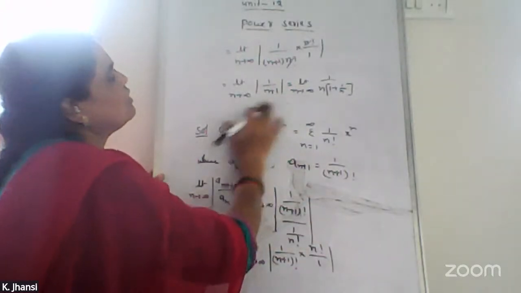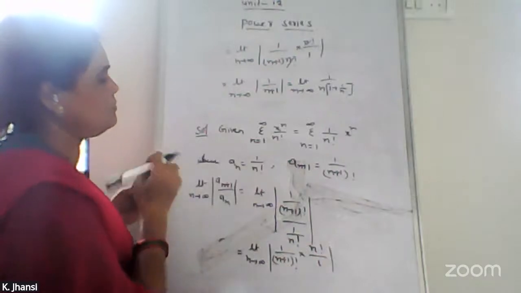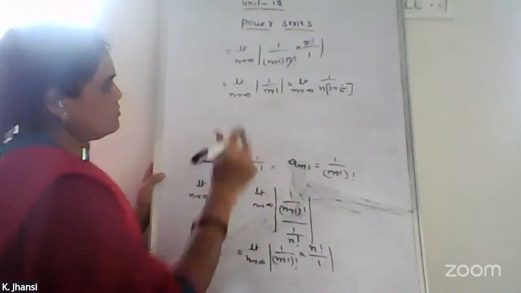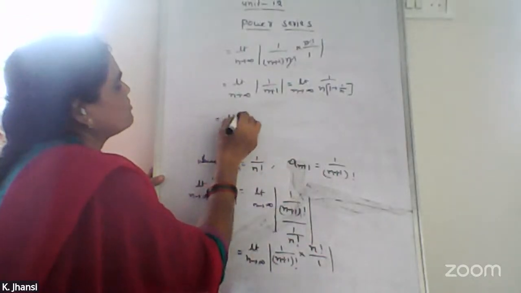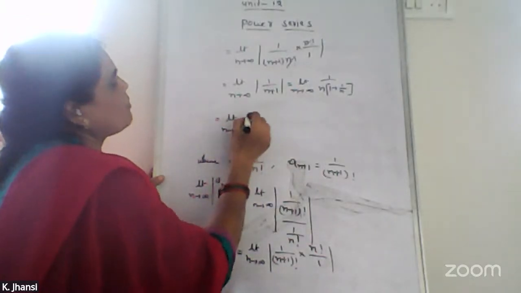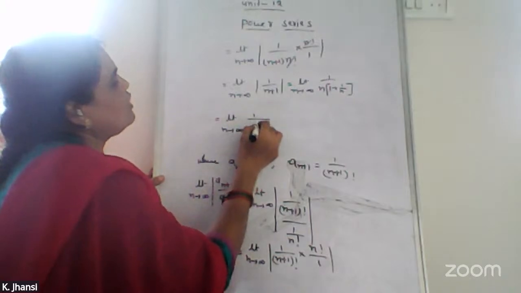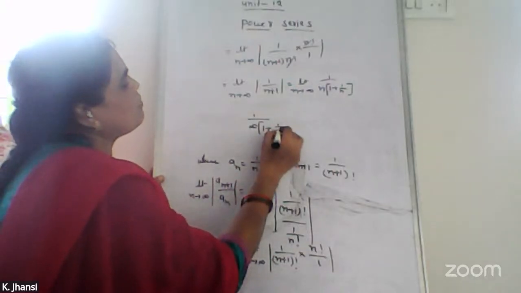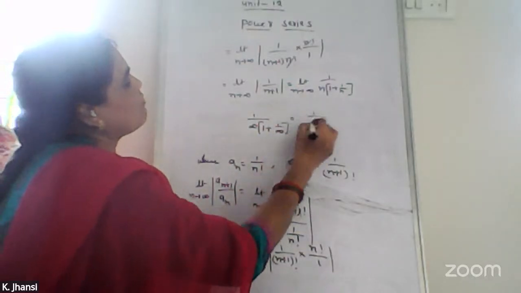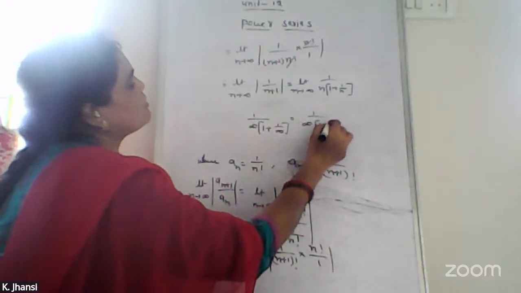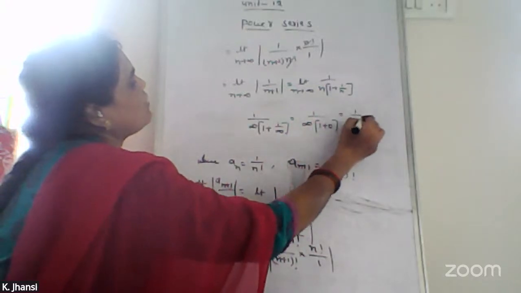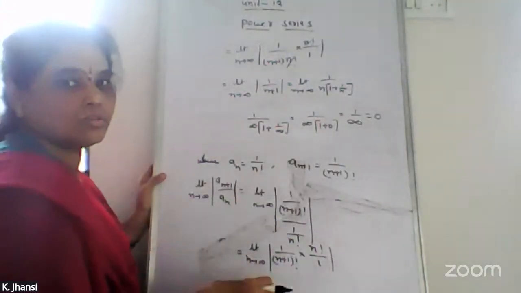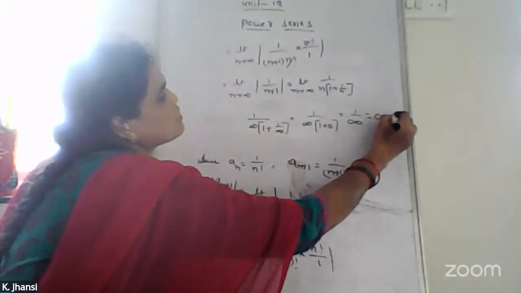Or else you can write like this also. 1 by infinity into 1 plus 1 by infinity. So it is 1 by infinity into 1 plus 0. So it is 1 by infinity, which is equals to 0. Okay. 0, and it is equals to q.